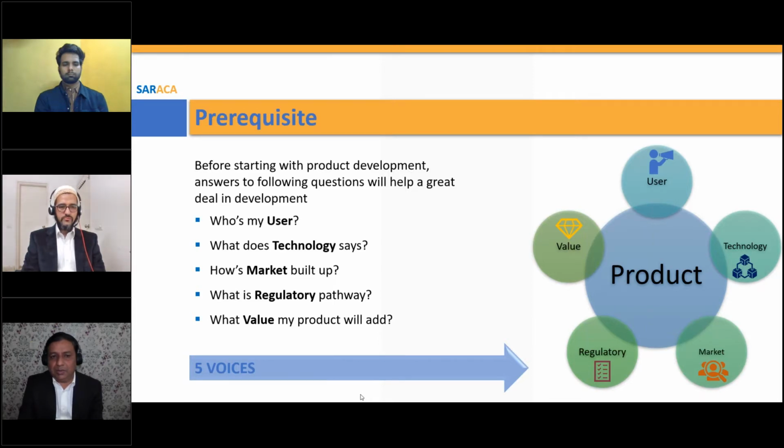The other points are important as well: technology, market, regulatory, value of your product. Regulatory is a very critical part. It's a changing environment. Every day, regulatory is changing. Earlier it used to be a big change every couple of years. Now you see every year there is a change in every country. So it becomes very important that you look at the regulatory pathway for your product. Back to you, Salman. Thank you, Kuldeep.